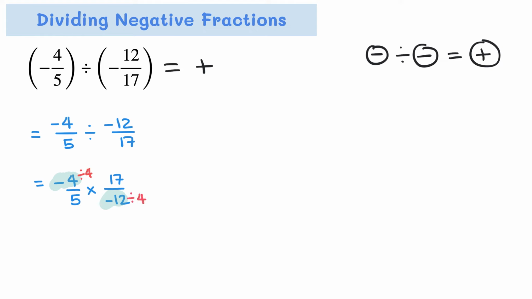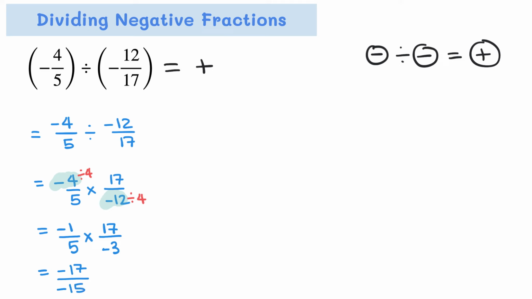So now I've got negative 4 divided by 4. And negative 4 divided by 4 is just going to be negative 1, and then I'm still over 5, times 17 over, I've got negative 12 divided by 4, which is going to be negative 3. And now I can multiply across. This is a little bit easier. Negative 1 times 17 is negative 17 over 5 times negative 3, which is going to be negative 15.